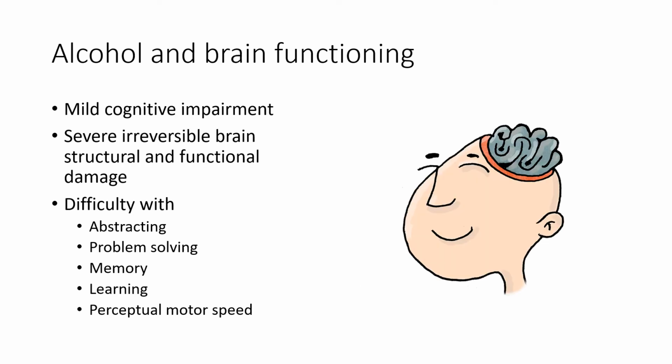Alcohol and brain functioning. Alcohol can cause mild cognitive impairment or severe irreversible brain structure and functional damage, depending on the amount consumed and the time period over which it's consumed. It can also result in difficulty with abstracting, problem solving, memory, learning, and perceptual motor speed.